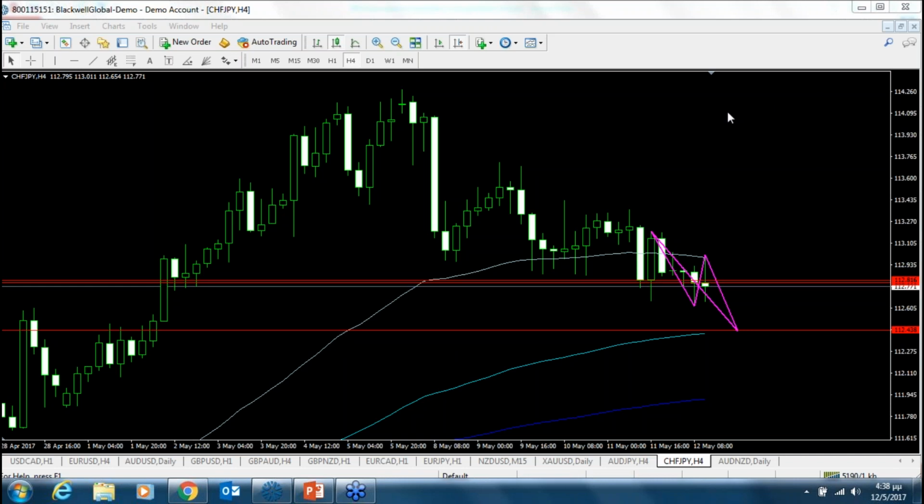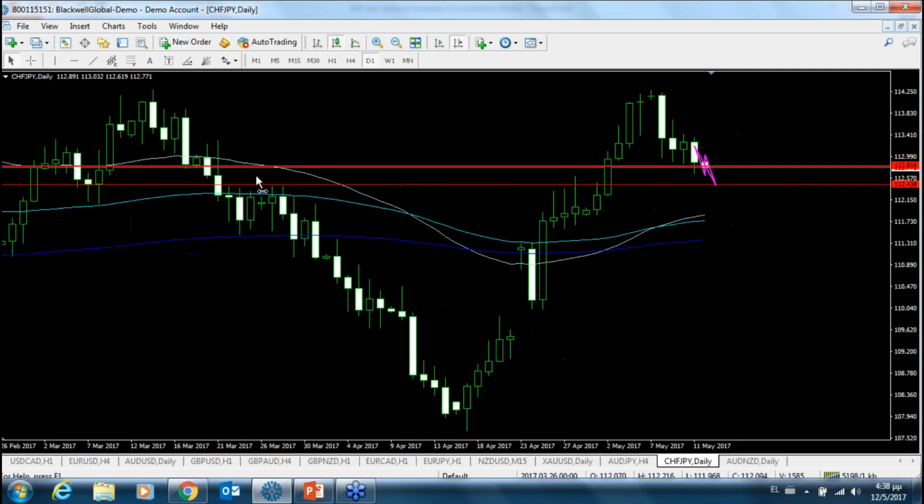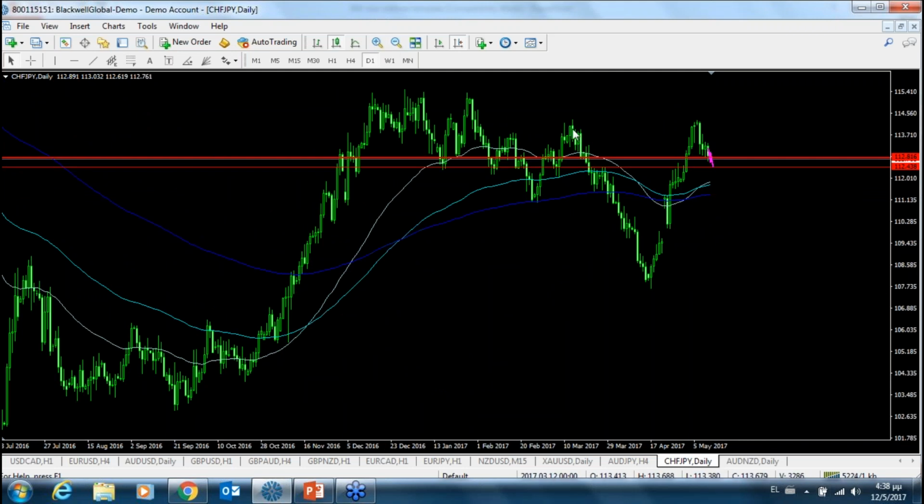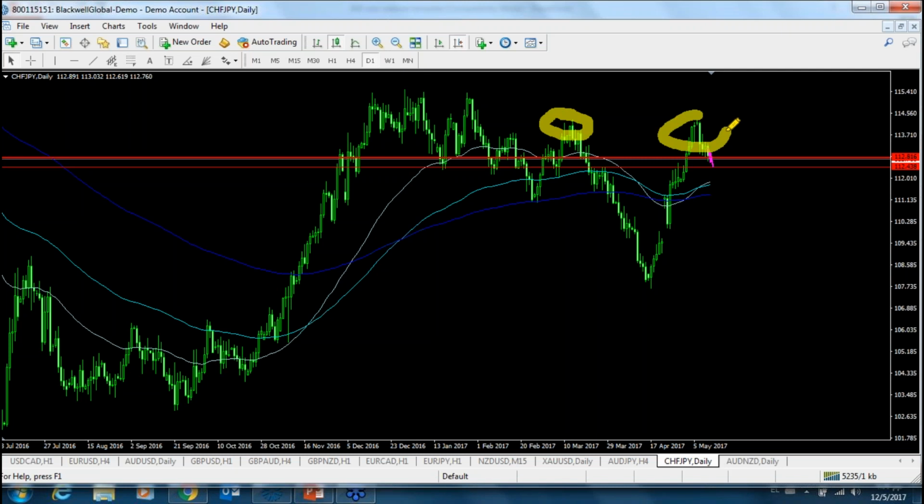Okay, so we've got that covered now, CHF JPY, but then we're looking at the 4-hour chart, and then we're going on to the daily chart. Now the daily chart is looking like there may be a chance of a corrective move to the downside. Now it has been shown to me that there is a potential double top here.